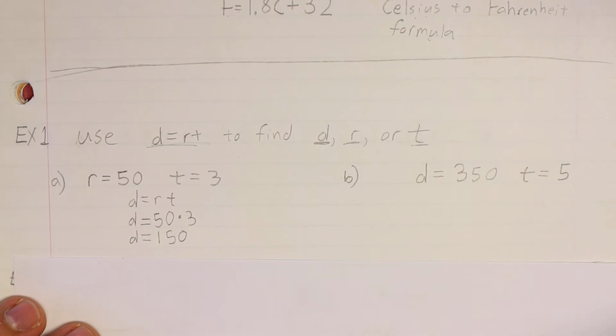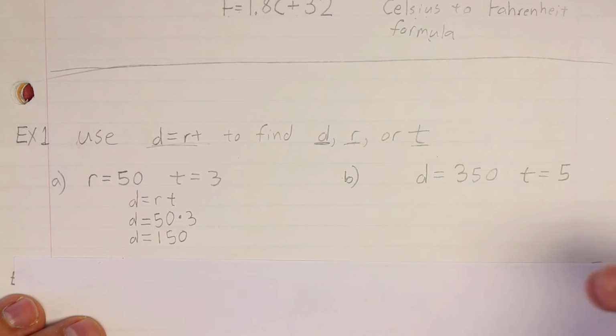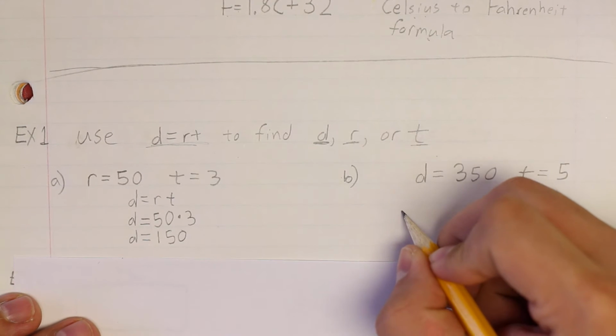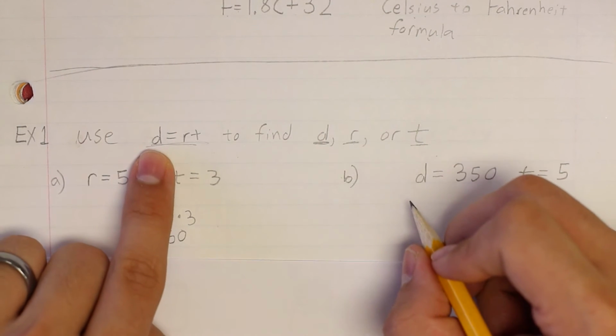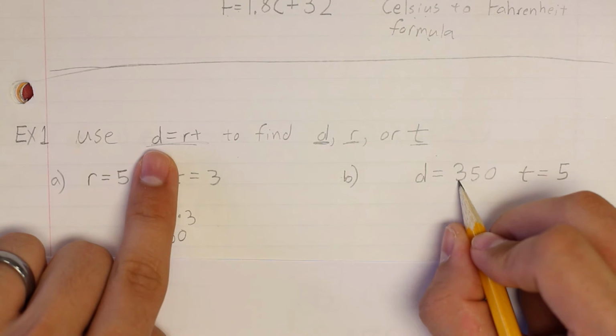This one over here gives us D and it gives us T. So what are we looking for? If we know T and we know D, the one we don't know is R. So we're going to plug it in. I'm just going to go ahead and plug in from the get-go. So my D is equal to this.